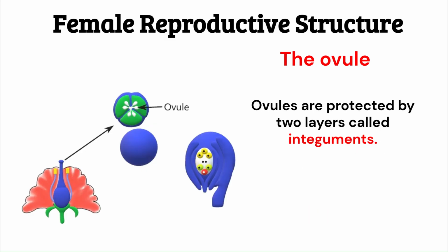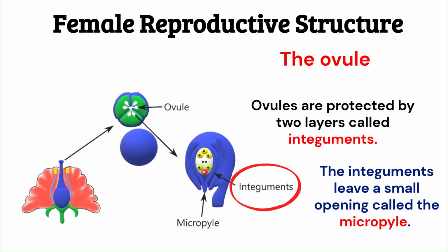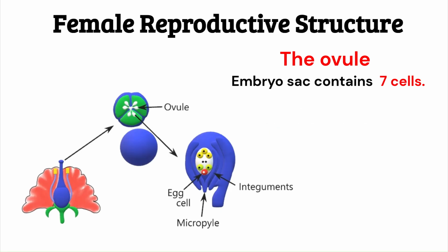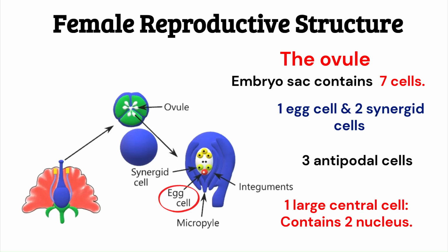Like pollen grains, ovules are also protected by 2 layers called integuments. The integuments leave a small opening called the micropyle. Each ovule contains a nucellus, and inside it, the embryo sac is present. When the embryo sac develops and matures, it contains 7 cells. 1 egg cell and 2 synergid cells are present near the micropyle. 3 antipodal cells are present at the opposite end, and 1 large central cell is present. The central cell contains 2 polar nuclei.